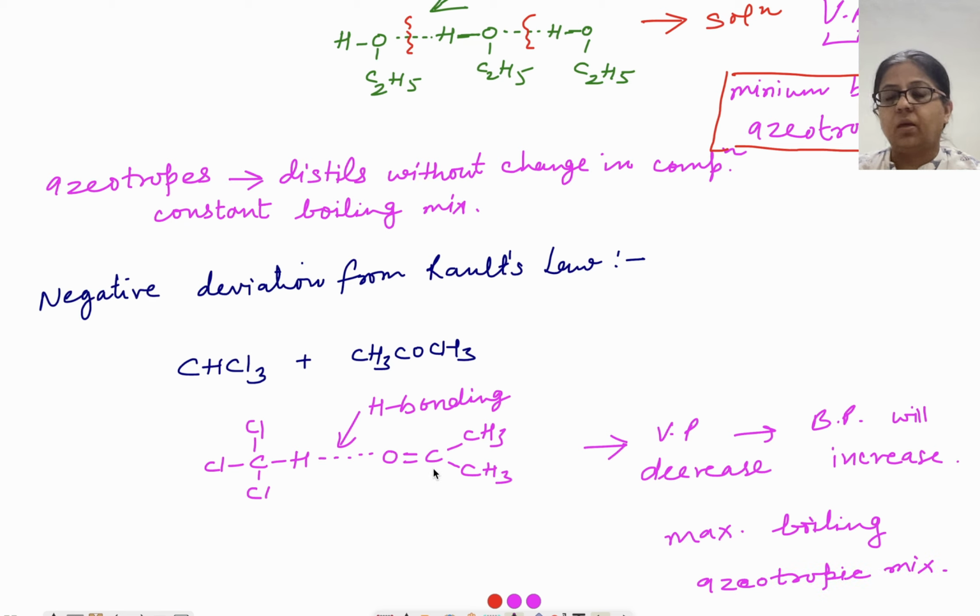Why is the vapor pressure decreasing? Because there is a new force of interaction which is formed after mixing the two components. This will decrease the vapor pressure of the individual components in the solution, and so the boiling point of the mixture will rise, which will give the maximum boiling azeotropic mixture in case of the solution showing negative deviation from Raoult's law behavior.